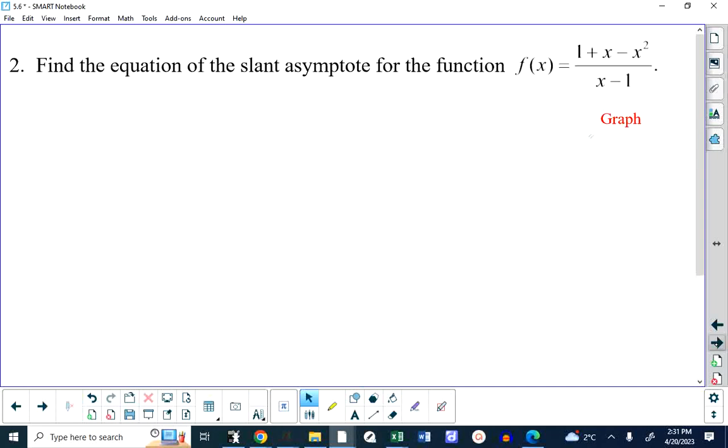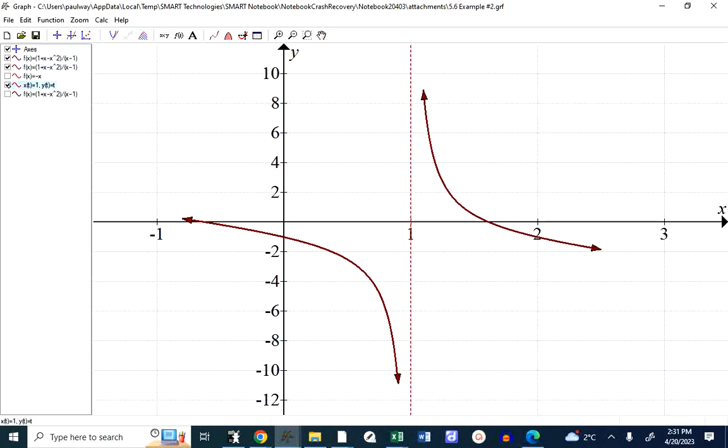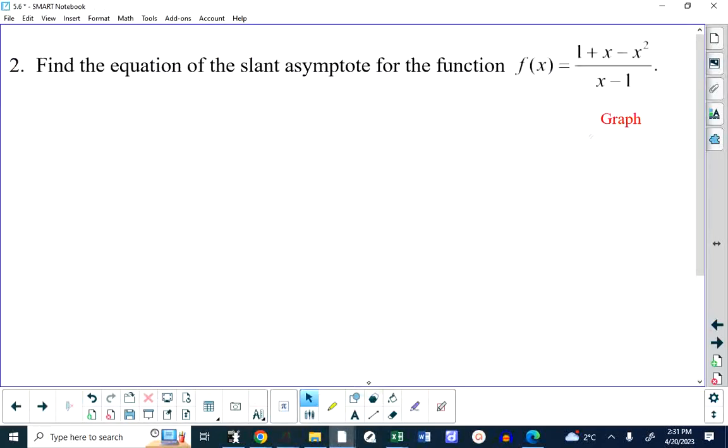And I'm telling you that any time the degree on the top is 1 more than the degree on the bottom, there will be a slant asymptote. Okay? I can show this to you. Happens to be a vertical asymptote. This is the slant asymptote. There's one there. But now the problem is, how do we find it? So what is the equation of the slant asymptote for that function?